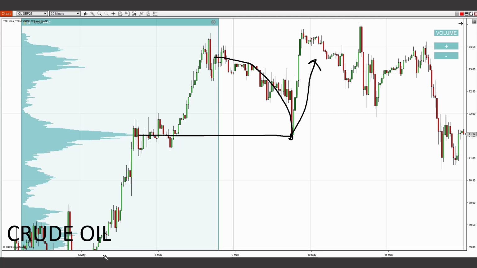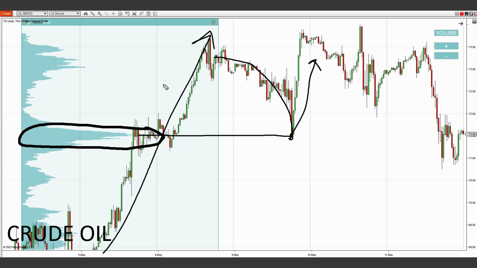In this case, the story is the same. Strong uptrend, strong institutional buyers, most of their activity in here. When you see that, you just wait for that pullback and take it from there. You can take it with a limit order, or you can trade it manually.